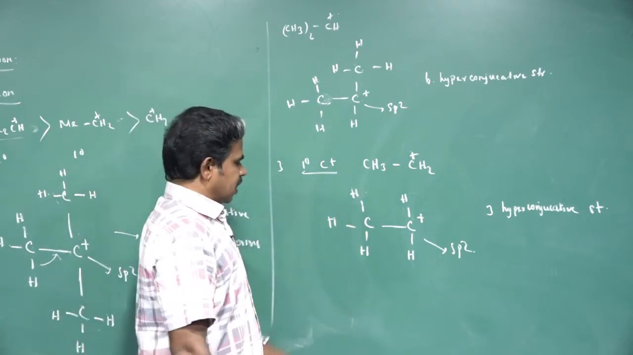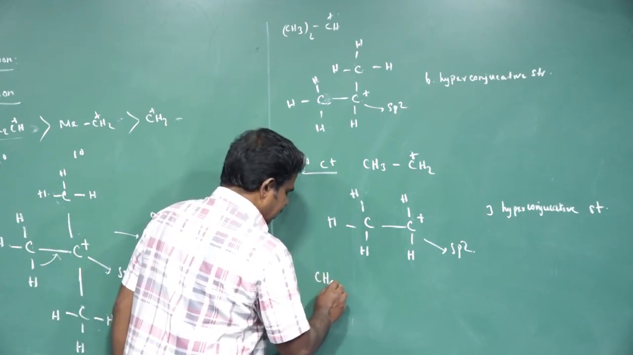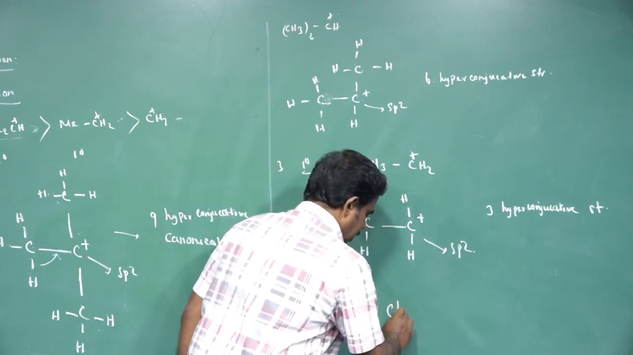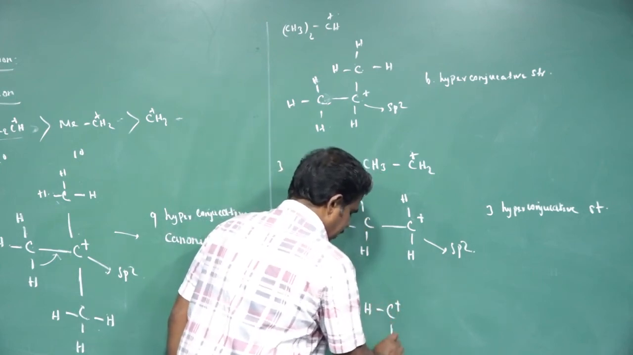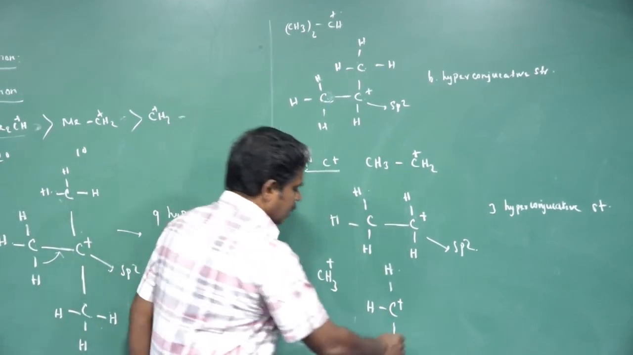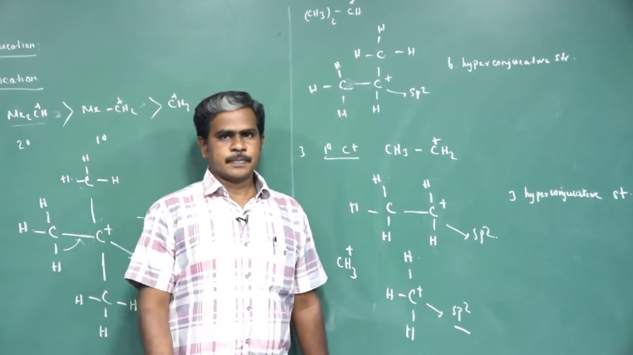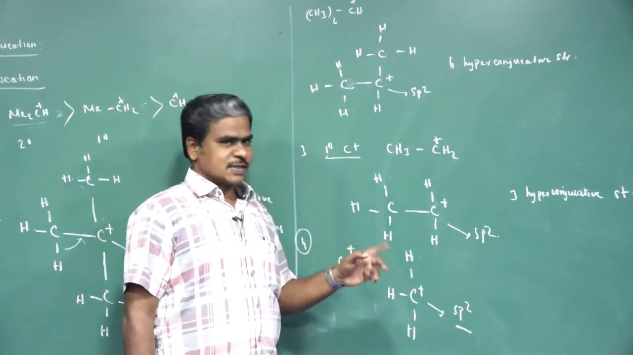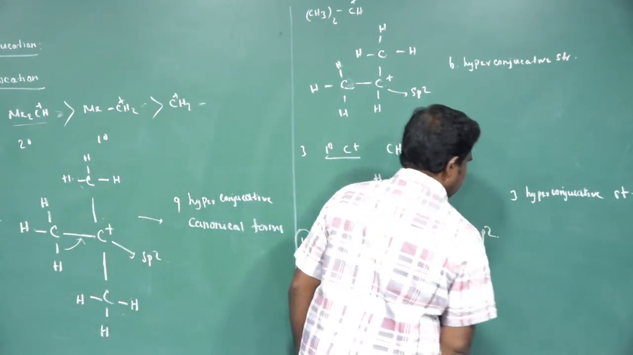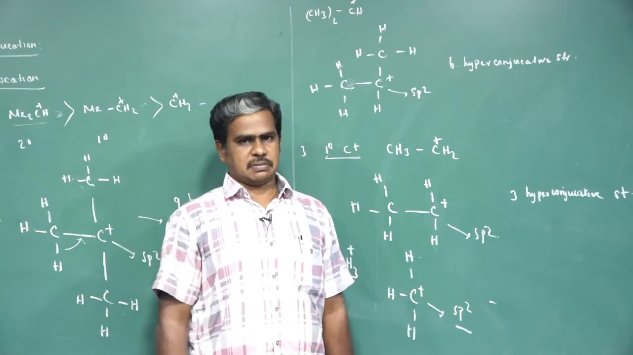Next is the methyl carbocation, with three hydrogens on the carbon. Here it is an sp2 hybridized carbon, and adjacent to this sp2 hybridized carbon there is no C-H bond, so it does not involve hyperconjugation. So it is the least stable.